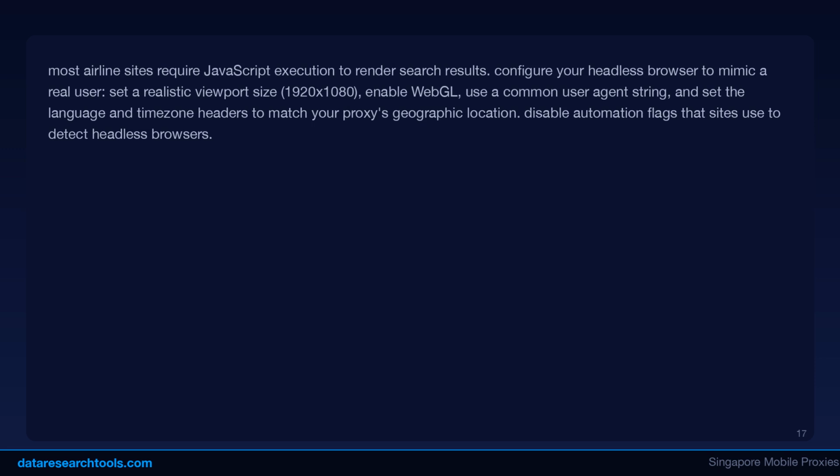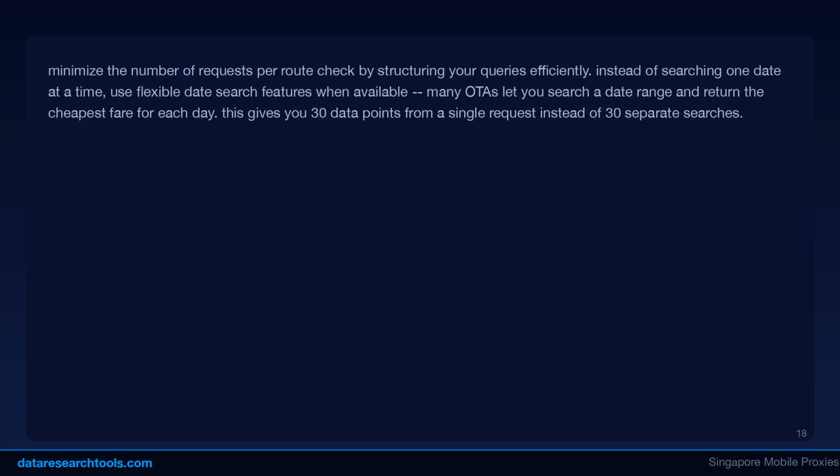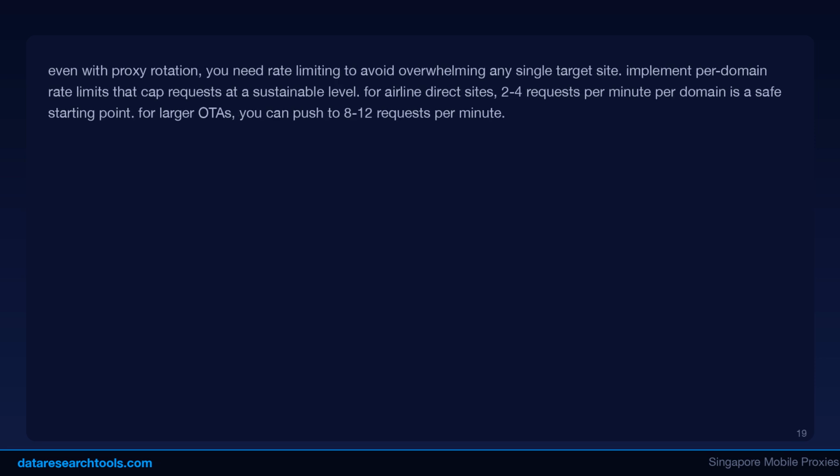You need rate limiting to avoid overwhelming any single target site. Implement per domain rate limits that cap requests at a sustainable level. For airline direct sites, 2-4 requests per minute per domain is a safe starting point. For larger OTAs, you can push to 8-12 requests per minute. These are per IP limits. With rotation, your total throughput scales with your proxy pool size.